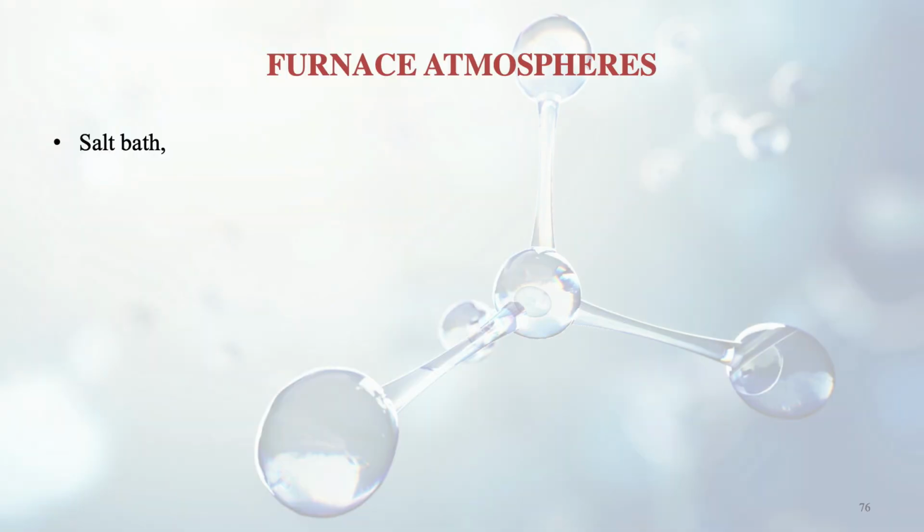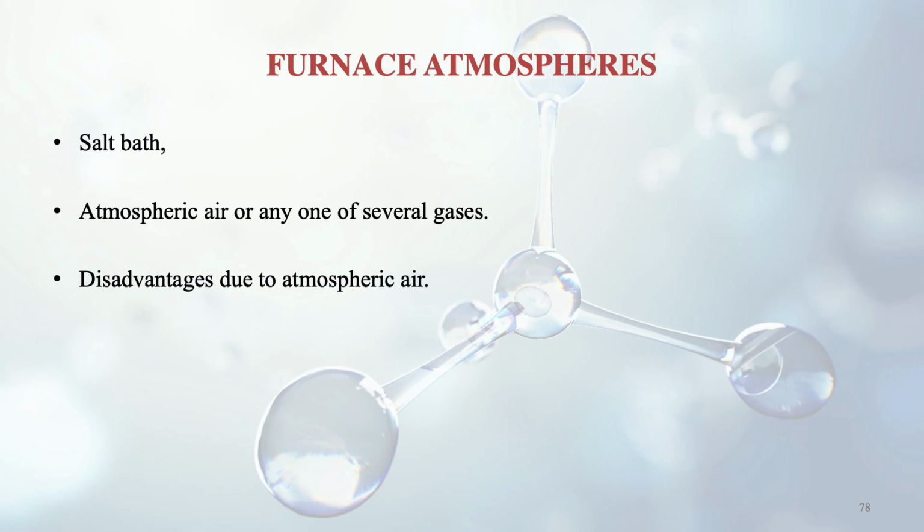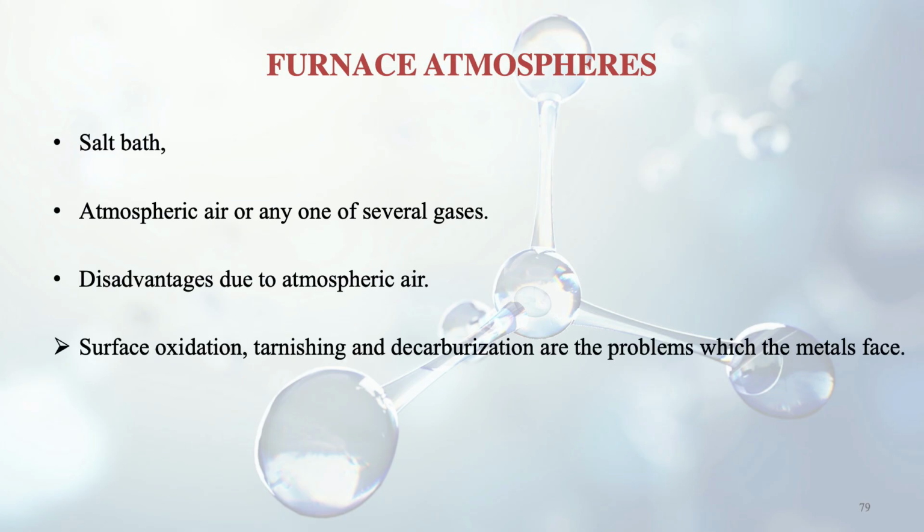Like earlier we discussed the heating elements and how this takes place and what we require. Now what should be the atmosphere of the furnace? This thing we will discuss. So there are two types given here, salt bath and the atmospheric air, or any of the several gases, that kind is also there. So the disadvantages due to the atmospheric air is that surface oxidation can take place, tarnishing and decarburization can also take place. So our purpose of surface hardening will not be met.